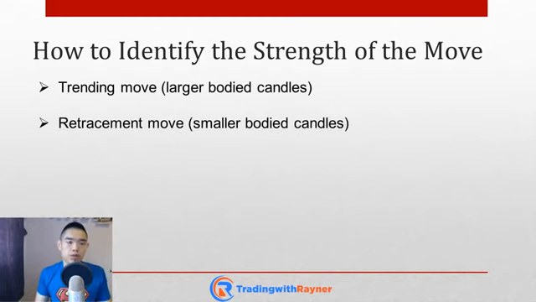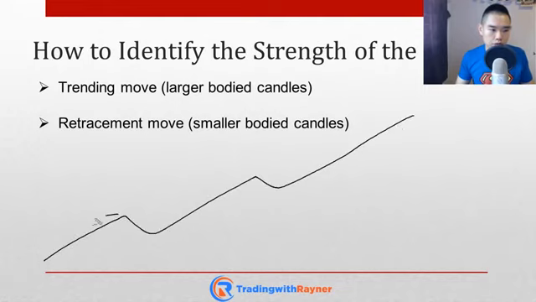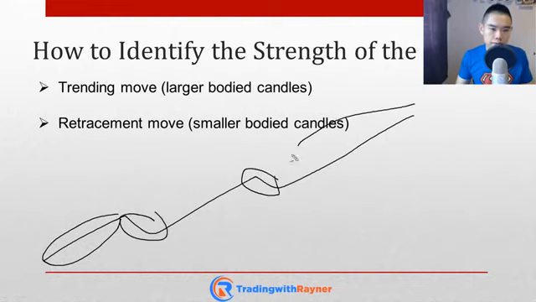As you know, earlier we talked about uptrend and downtrend. When the market is in an uptrend, you have higher highs and higher lows. What I want to draw your attention to is this. This is what I call the trending move, and this is what I call the retracement move, over here. And this is the trending move.